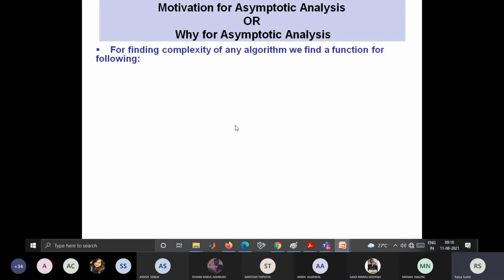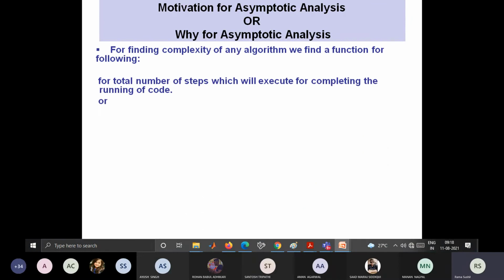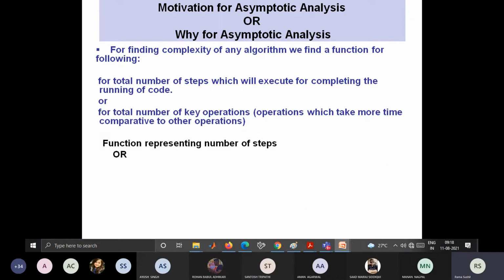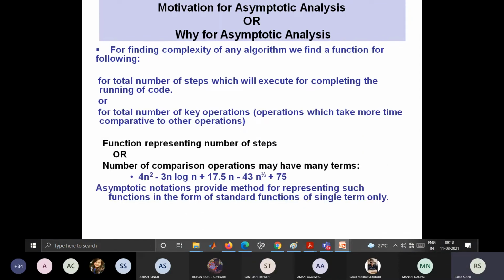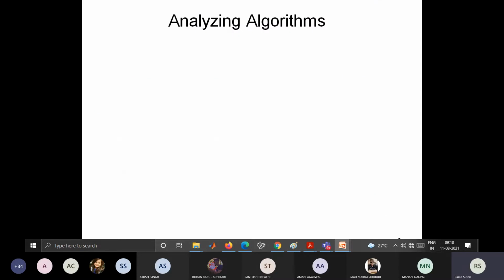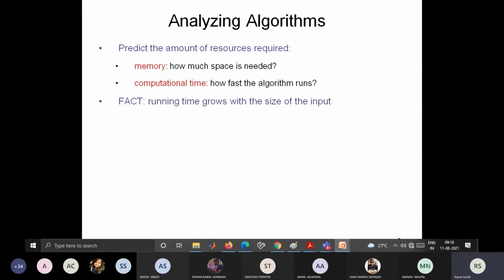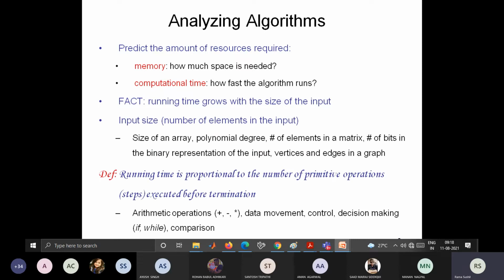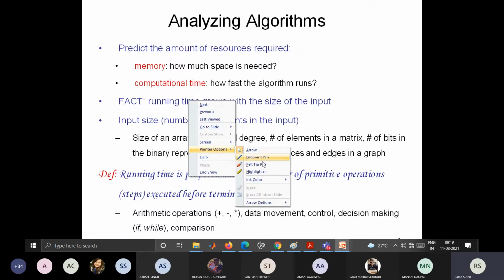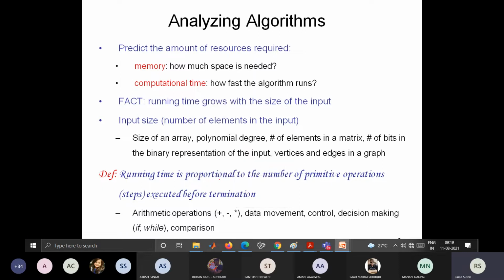So asymptotic notations are important in that sense, for an easily understandable form of the function for representing the complexity. So analyzing the algorithm, this particular slide we have discussed earlier, and I have given the reference, and I have updated this statement so that you don't remain in confusion, because there was equality in the previous slide. Better to use proportional.